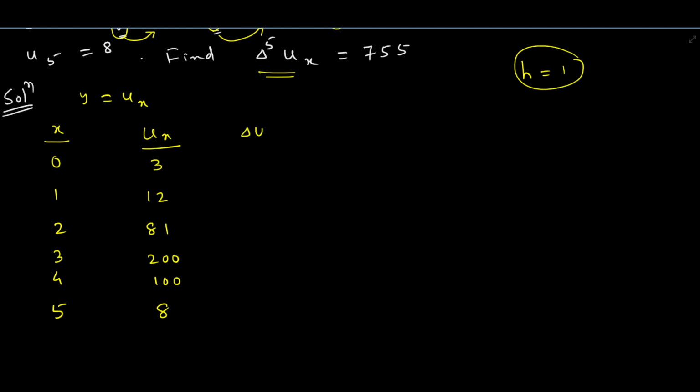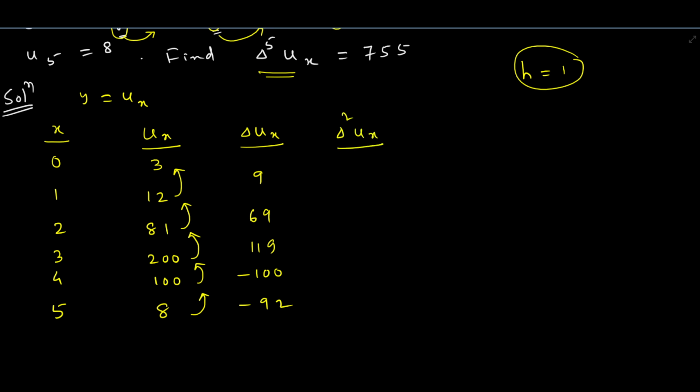So let us find the first difference, delta ux. So how to find delta ux? 12 minus 3. So 12 minus 3 is how much? 9. Then 81 minus 12, 69. 200 minus 81, how much is it? 119. Then 100 minus 200, so it is minus 100. And then finally 8 minus 100 is minus 92. So we are getting the first order difference. Now if you observe the first order difference, how many terms are you getting? 5 terms. So one is reduced because we are subtracting now, so arguments are 6, but the first order difference has 5.